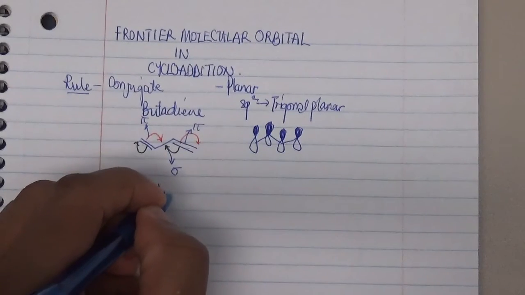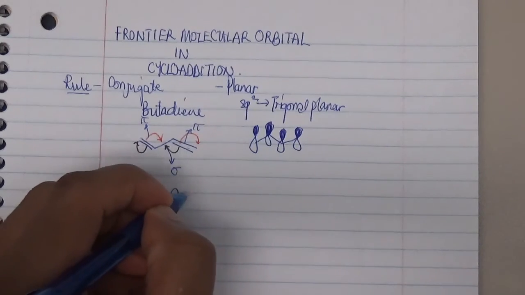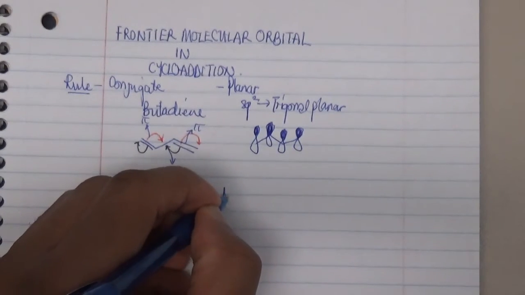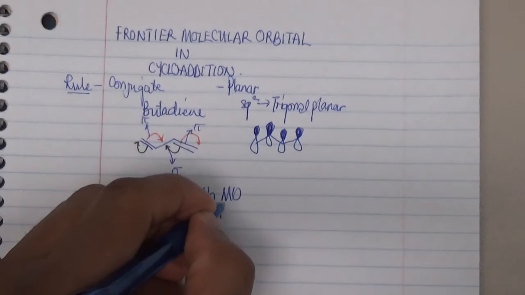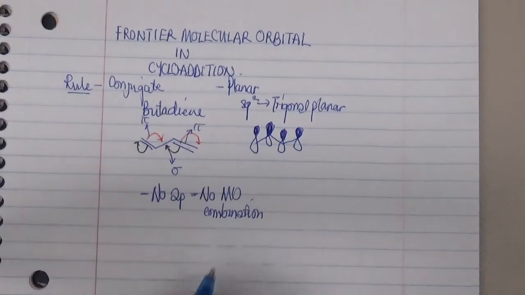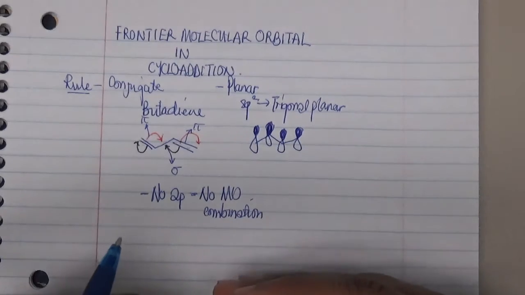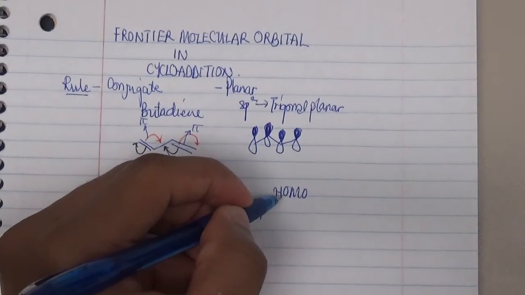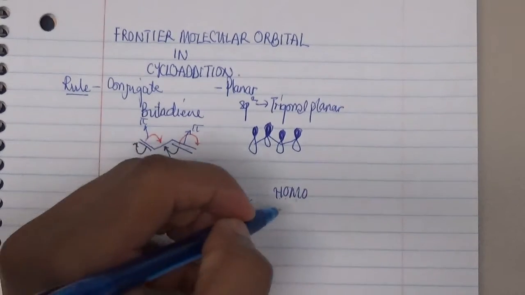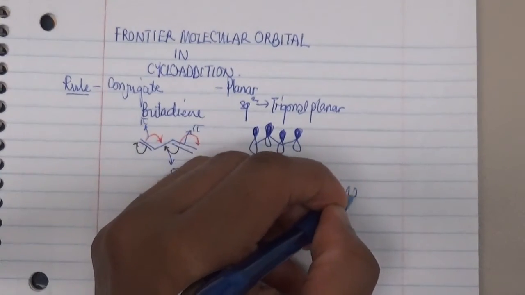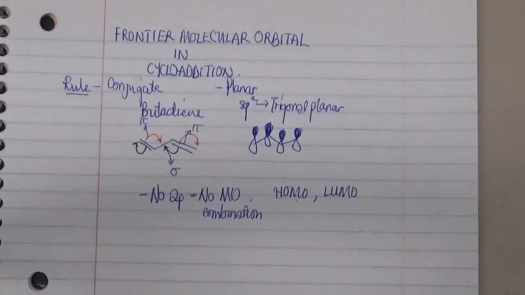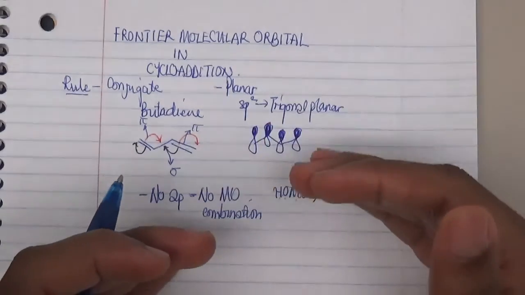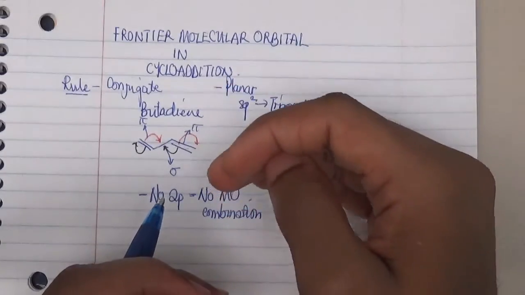Our final rule is that the number of 2p orbitals present in the conjugating system is equal to the number of molecular orbital combinations. And these combinations are really crucial because in them we'll be able to know which is our HOMO and which is our LUMO, where our HOMO is the highest occupied molecular orbital, while our LUMO is the lowest unoccupied molecular orbital. Now, the high is called high because it is the highest energy level, while low is related to the lowest energy level.